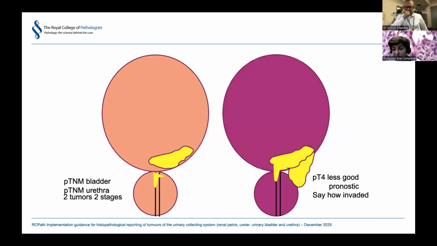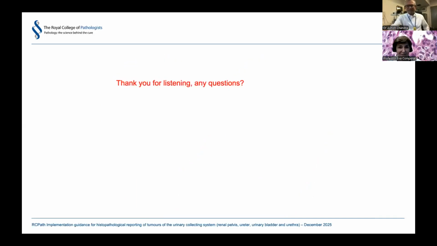And then T3 is pretty easy, it's microscopic or gross. And T4 depends very much on how it grows. So if it grows directly into the prostate, probably it's not as aggressive as when it goes outside from the bladder and then into the prostate. These cases really have to be mentioned because we know that they have a less good prognosis, and it's pretty complicated to make them survive for a longer time. I think this is all.